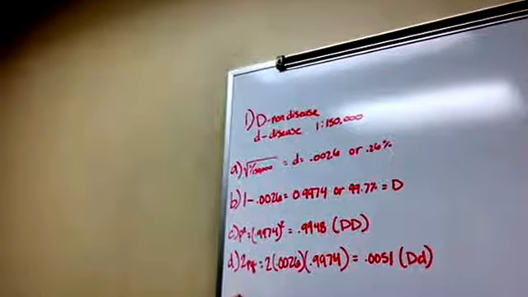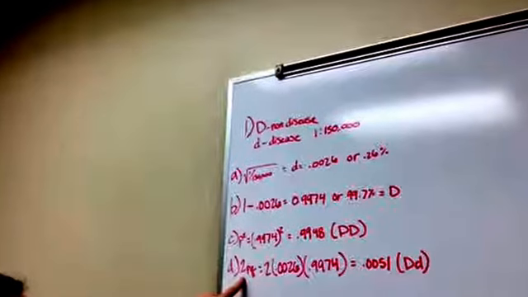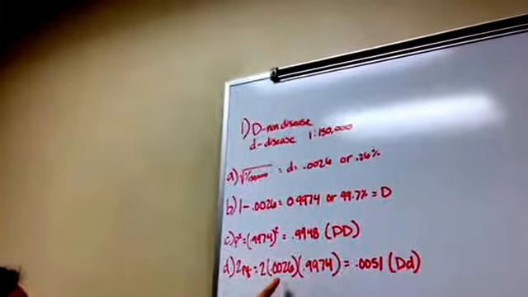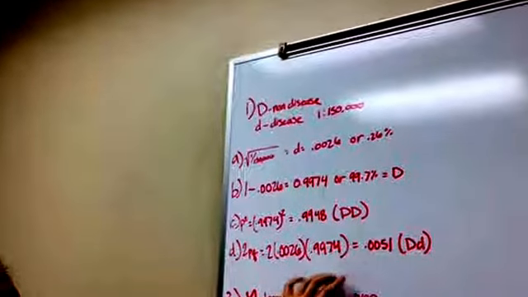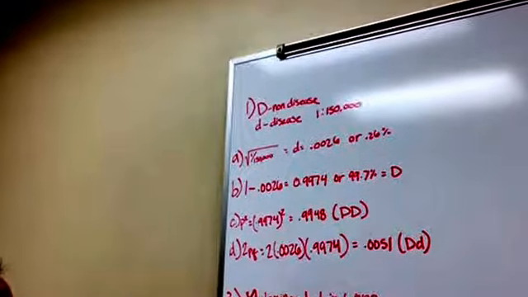And then it wants to know the heterozygous one for part D, and that's going to be your 2pq. So you do 2 times the recessive allele times the dominant allele, and you'll get 0.0051 for your frequency.